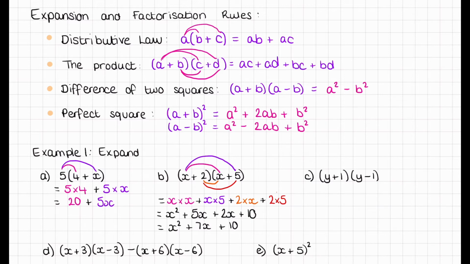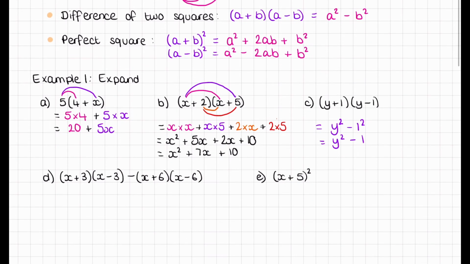Now from part C onwards, I'm not going to do the nice crab claw expansion. I'm just going to write the answers. C, y plus 1 multiplied by y minus 1. If you look up at our rules, you'll see that's a difference of 2 squares. So we can easily just straight away write the answer. So it'll be y squared minus 1 squared, which obviously is just y squared minus 1.